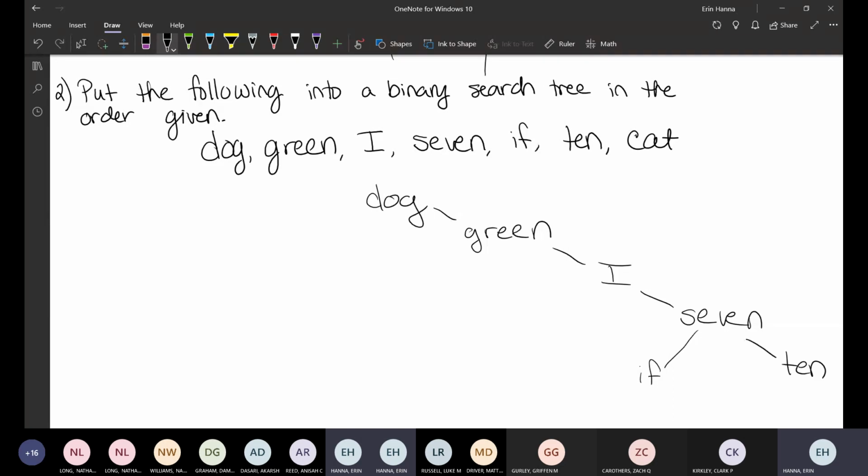And then finally, cat is something that actually goes to the left of dog. So it's a very right-heavy binary search tree, but it depends on your first element which way it's going to fall heavier.